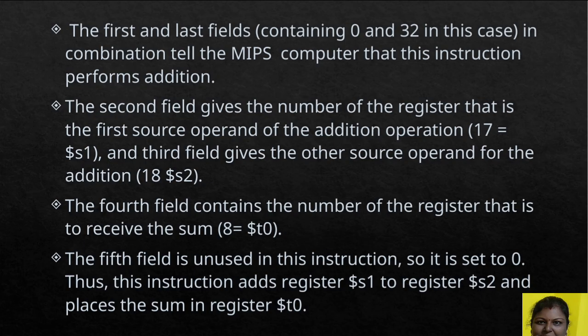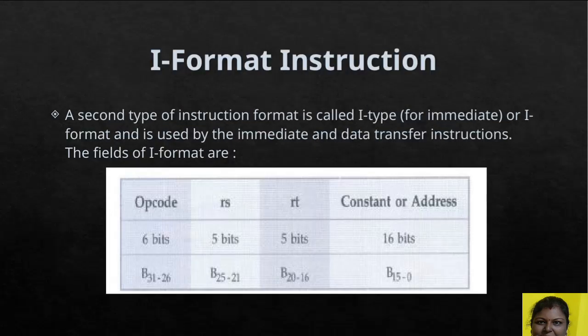Now, let's look at a second type of instruction format called I-type, or immediate format. This format is used mainly for immediate and data transfer instructions. It's structured with specific fields that define the operation, the registers involved, and the immediate value itself. Understanding these fields helps us see how data moves quickly and efficiently within the system, making I format essential for many common operations.